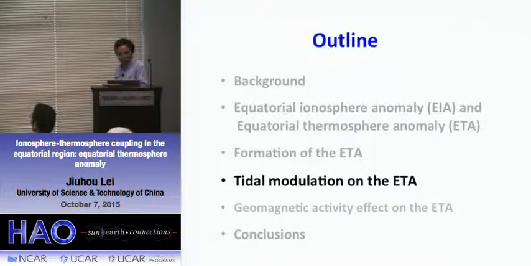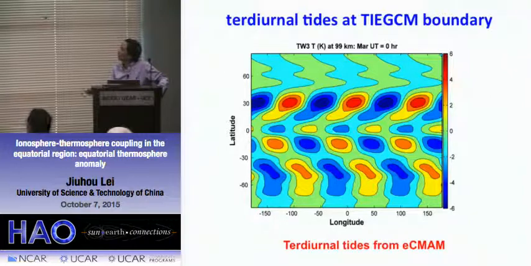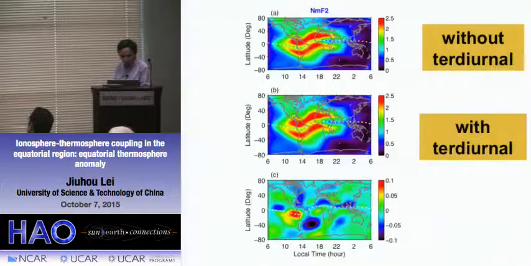Actually, we also looked at how the third arrow tide contributed to the ETA variability. So we took the ECAM Canadian model at 100 kilometers to specify the third arrow tide as the TIEGCM lower boundary. Here you can see the maximum amplitude around 30 or 20 degrees, and the second peak around the equatorial region. Using this as a boundary, we did a simulation, and I'll just show you one example. This is NmF2 peak density without the third arrow tide and with the third arrow tide. In these two fields we cannot see the difference, but if you do the difference field, you can see there's some effect. But how does this third arrow tide contribute to the ETA variability?